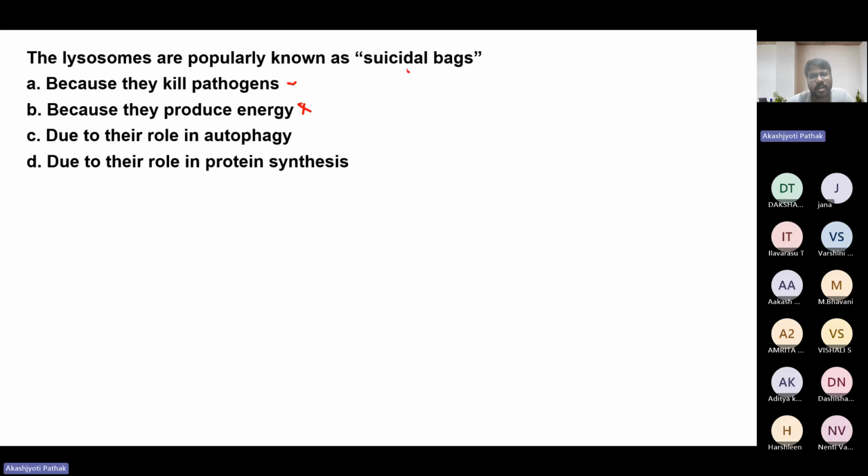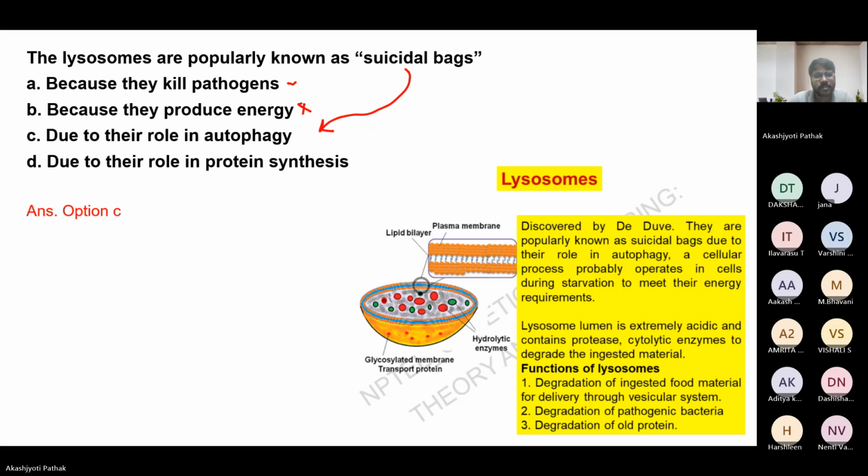So basically, they are called suicidal bags because of their role in autophagy. Okay, because autophagy means the lysosome has the property to destroy the organelles of its own cell. So that is why it is autophagy. Okay, that is why they are called suicidal bags. This was explained in the lecture also. They are called suicidal bags because of their role in autophagy.